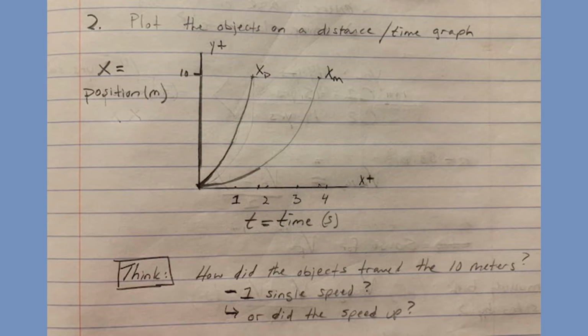Now think about that. Why does the position change as it does? Why is the position not represented by a straight line? Think about how both test subjects got from the beginning to the end. Did they travel at the same speed the entire time, or did they speed up? And you know, because they both started from a standstill at 0 meters per second, they're actually speeding up.